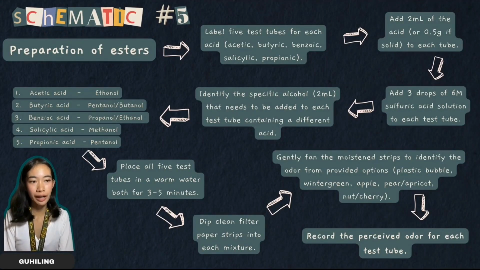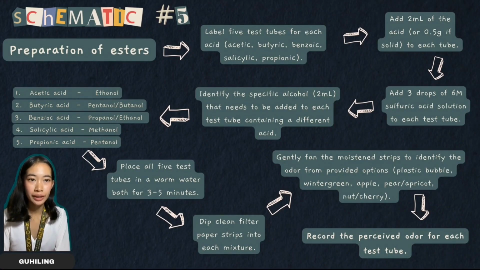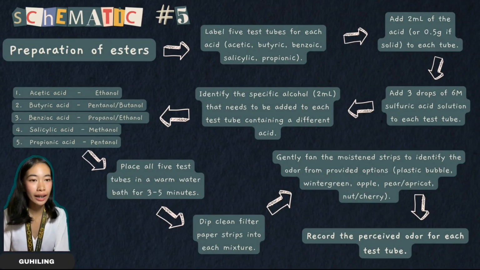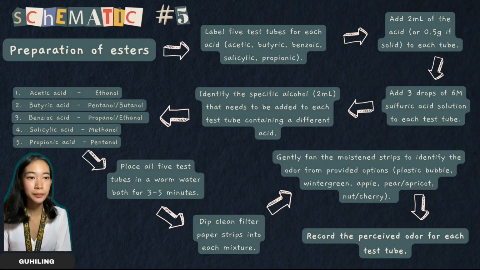For Experiment 5, Preparation of Esters. This experiment aims to prepare esters through the reaction of various carboxylic acids and alcohols in a process called esterification. This experiment condenses into a series of steps.